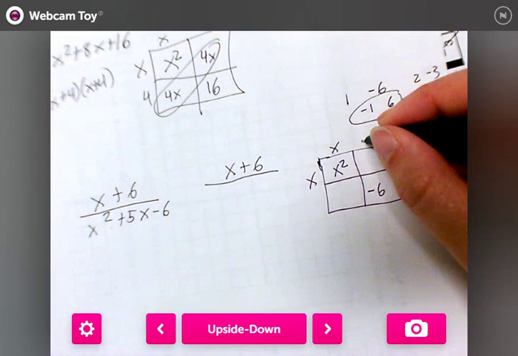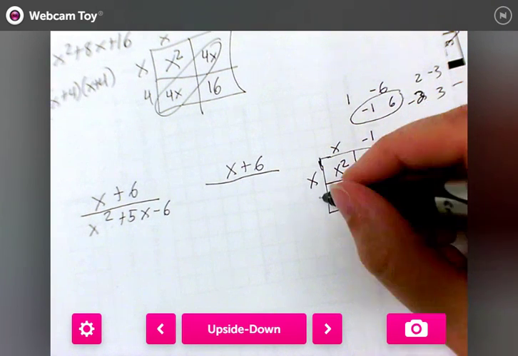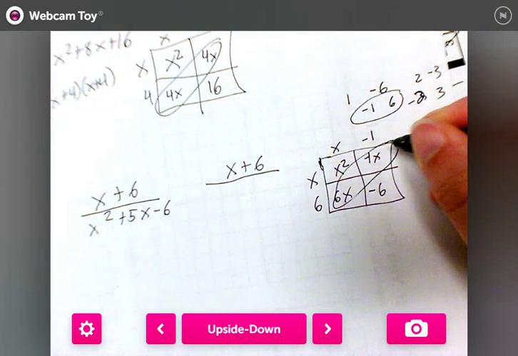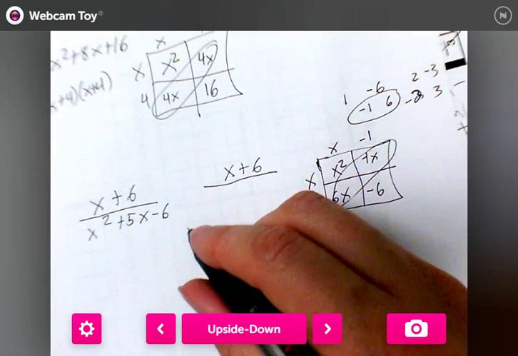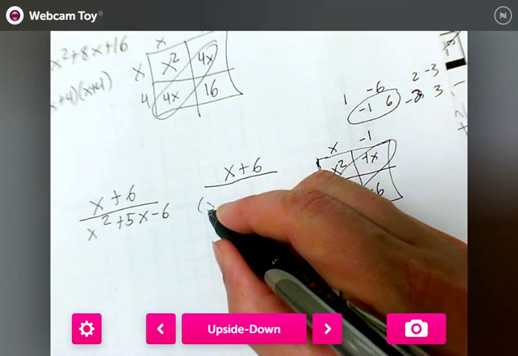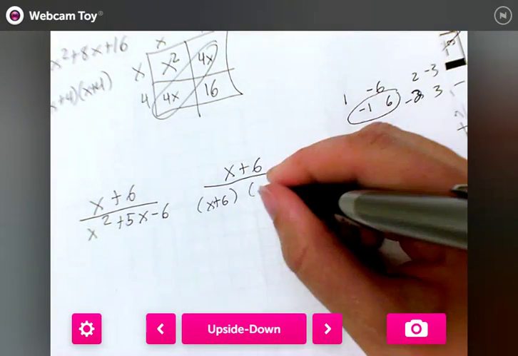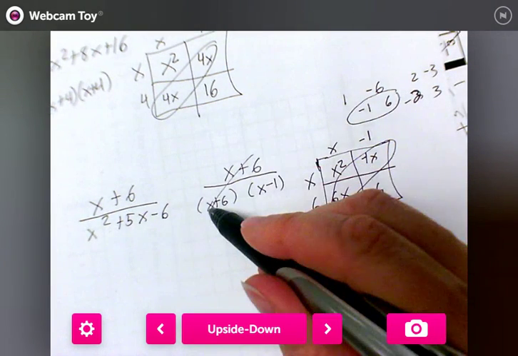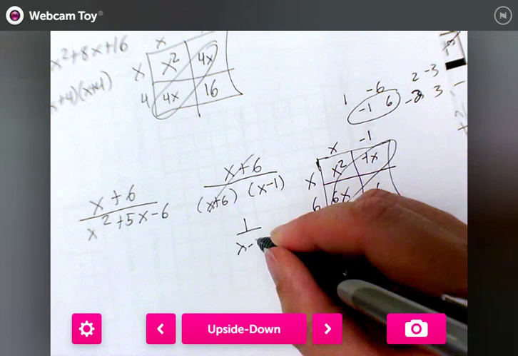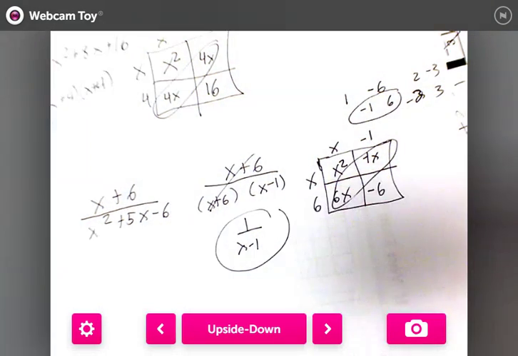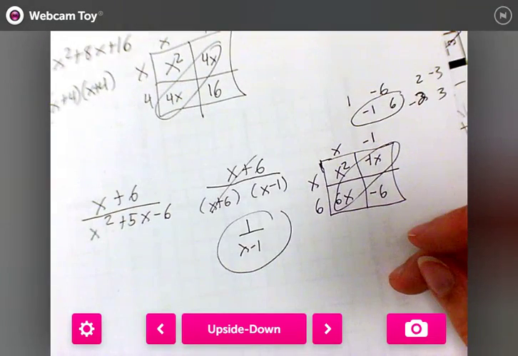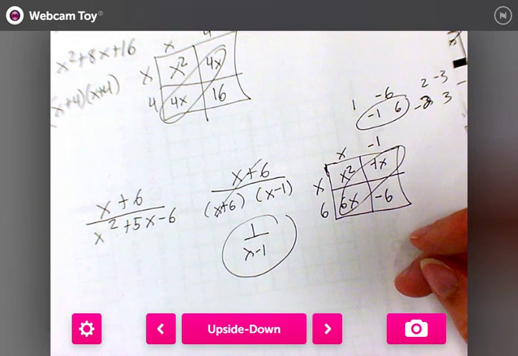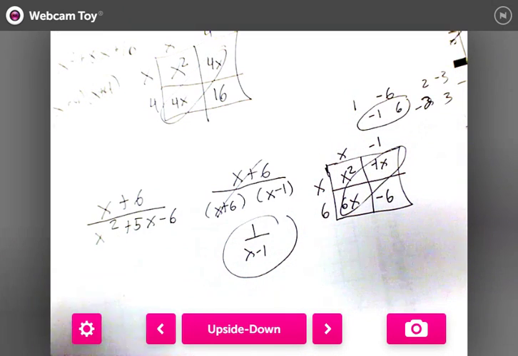So I get negative 1x, positive 6x. They add together to give me 5. So that means on the bottom, I'm going to get x plus 6 and x minus 1. These cancel. The x plus 6 is canceled, and I get 1 over x minus 1 is my final answer. That's what your homework is going to be like tonight. I'm going to start to do a little bit more factoring.